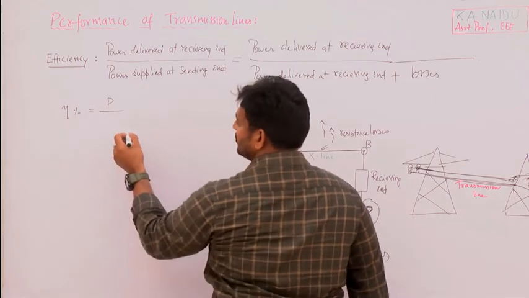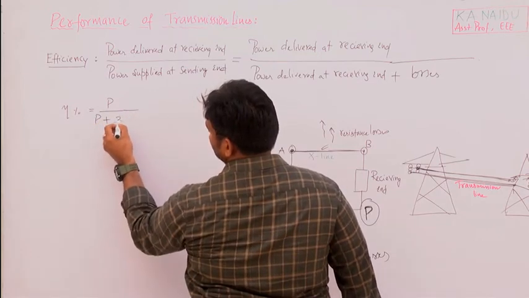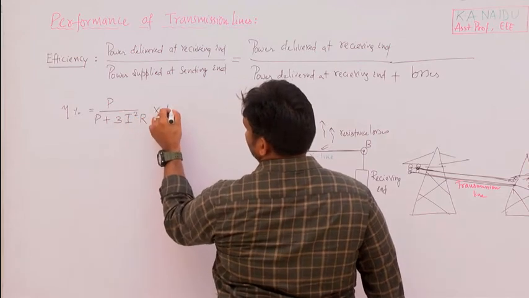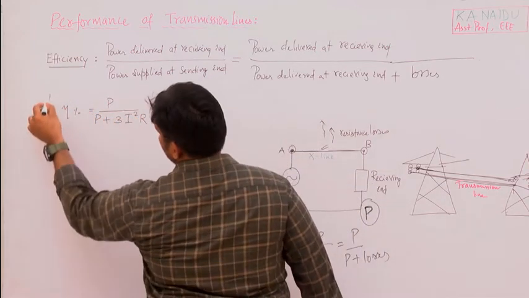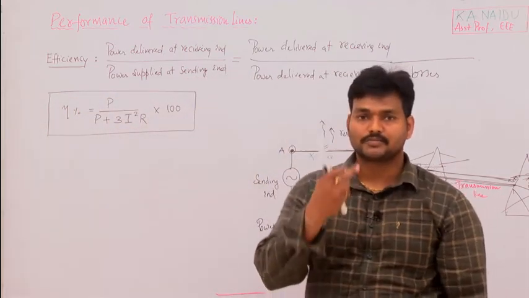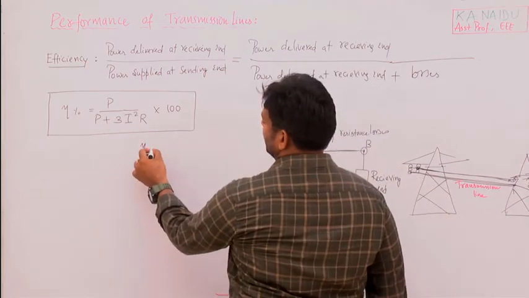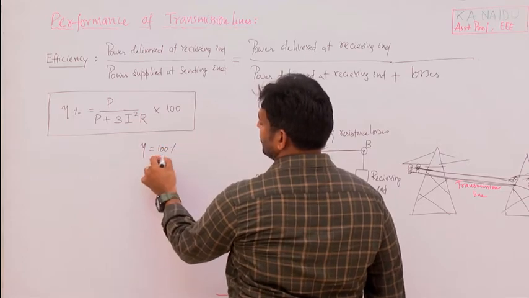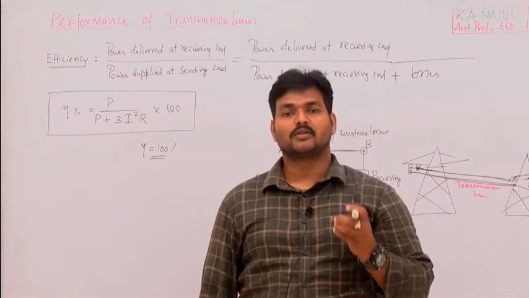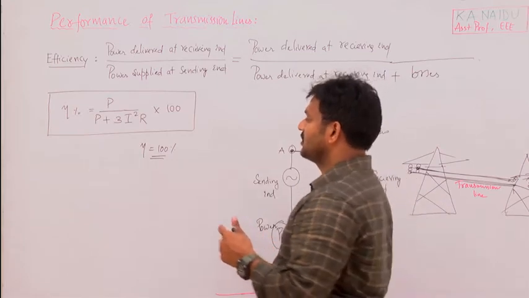PR stands for power delivered to the load plus the losses. You can assume that there are three phases, so the losses are 3 I square R. If you want the percentage, you have to multiply with 100. So this is the formula for calculating the efficiency of a transmission line. Ideally, efficiency should be 100%, but it is not possible. So we have to design or analyze the system such that the efficiency is always near to 100%.